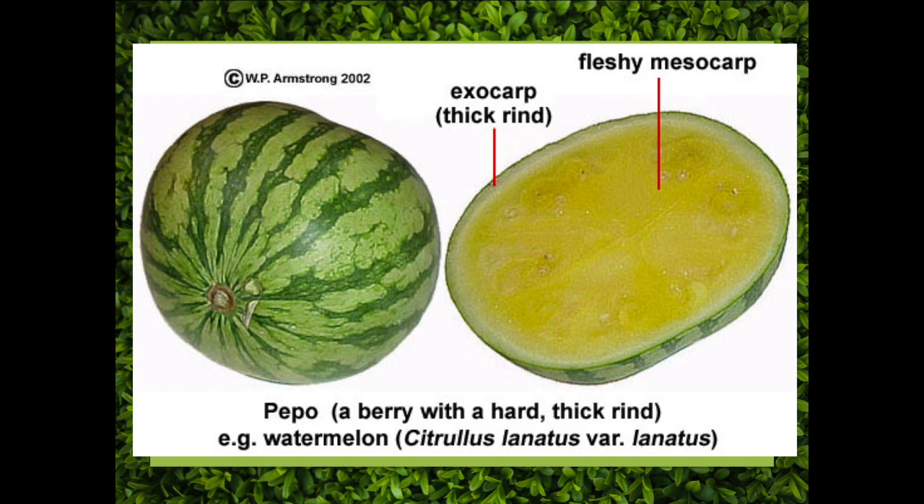A pepo, some people say pepo, is a special type of berry that is found in members of the Cucurbitaceae, which is the squash family or the melon family. Watermelons, cucumbers, squashes, pumpkins, those are all pepos, and they're characterized by having the exocarp being a thick rind, which is different and distinct from the mesocarp.